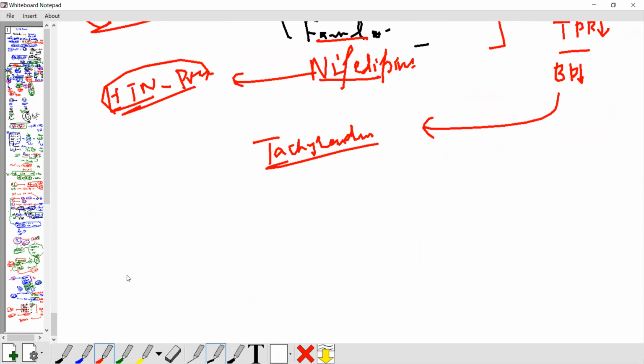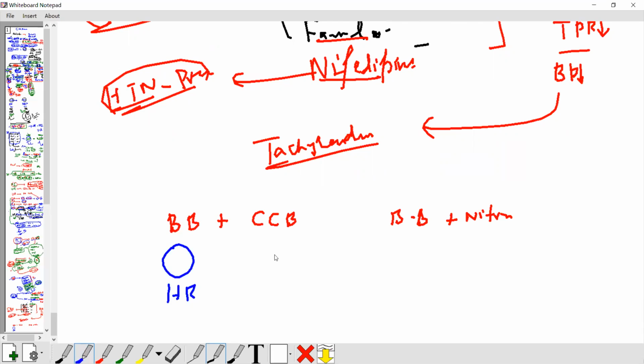We also combine nitrate with beta blocker. Two common combinations, yeah? Beta blocker combined with calcium channel blocker, and beta blocker combined with nitrate. Understand? Beta blockers act directly on the heart and decrease the heart rate. Calcium channel blockers dilate the vessels and reduce the resistance.